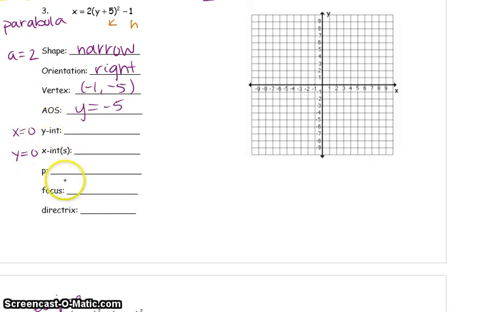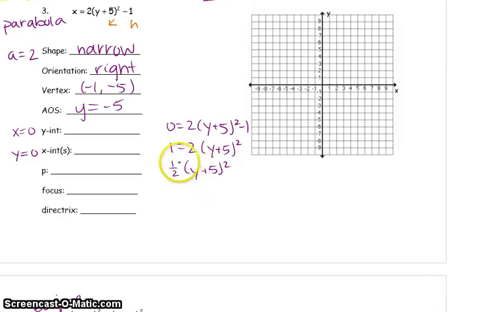So to solve for our y-intercept first, we look at our equation, we plug in 0 for x, so we'll get 0 equals 2 times (y plus 5) squared minus 1. Add over the 1. And then we need to divide both sides by 2, so we'll have 1/2 equals (y plus 5) squared. So to get the y by itself, we take the square root of both sides. So we'll have plus or minus the square root of 1/2 equaling y plus 5.